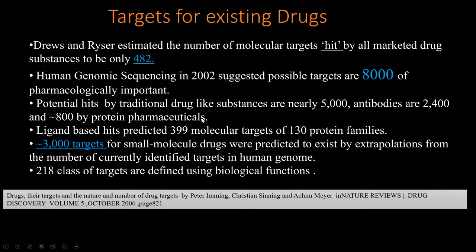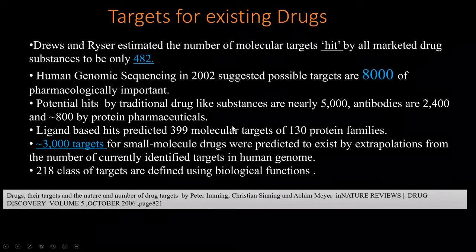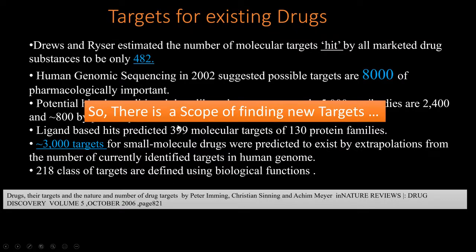They predicted 399 molecular targets possibly, which belong to 130 protein families. If you consider human data, then these are the numbers, and the rest, 100 odd, are for antibacterial, antiviral, anti-malarial, etc., all those pathogens. However, just 399 molecular targets, unique proteins I call them, belong to only 130 protein families. So practically we have 3,000 targets left out, which belong to 218 classes. So there is a great scope for finding these new targets.